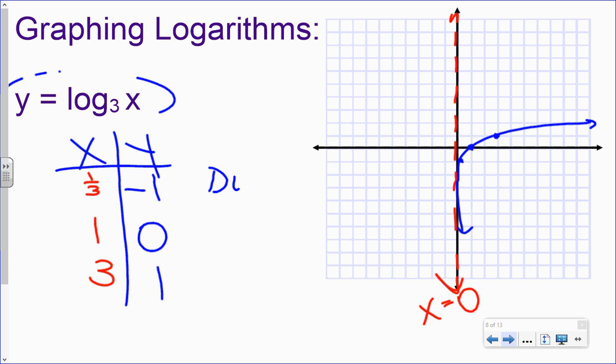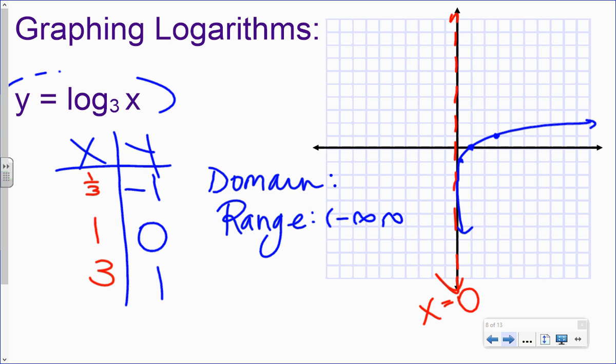Now, you know I'm always going to ask about domain and range. Remember, domain and range switch just like x and y. So, what is the range of any logarithmic function? All real numbers, because the domain of any exponential function is all real numbers.